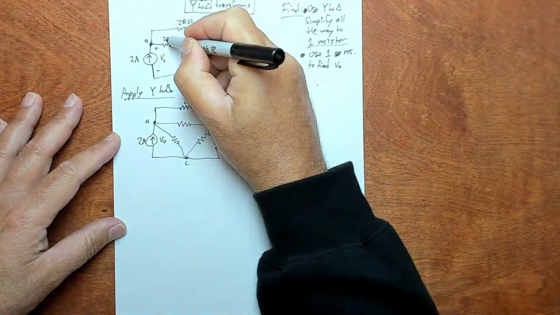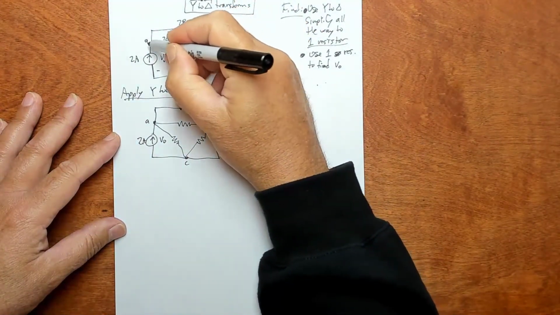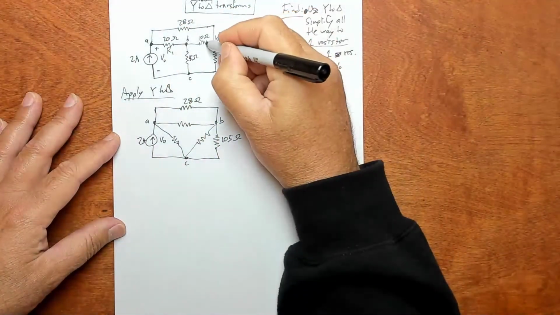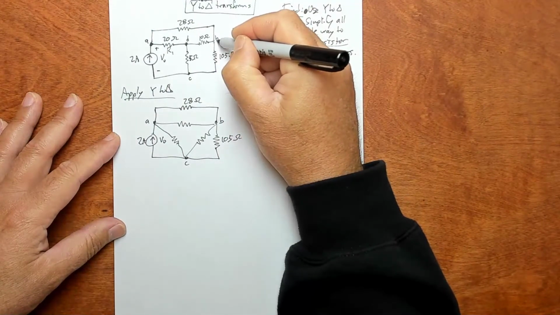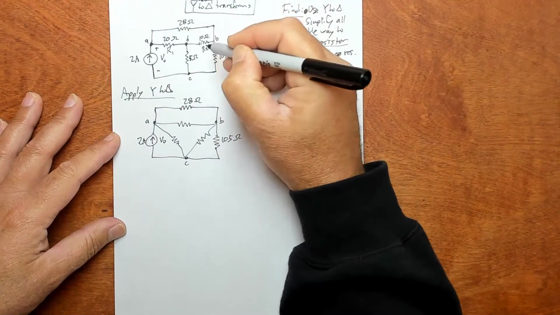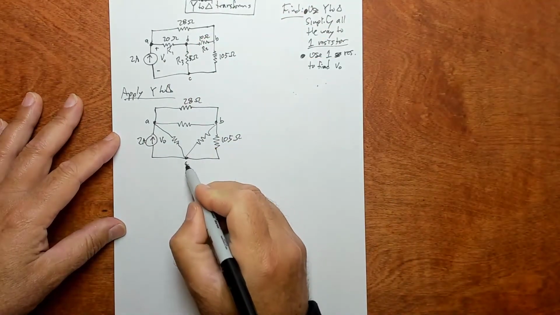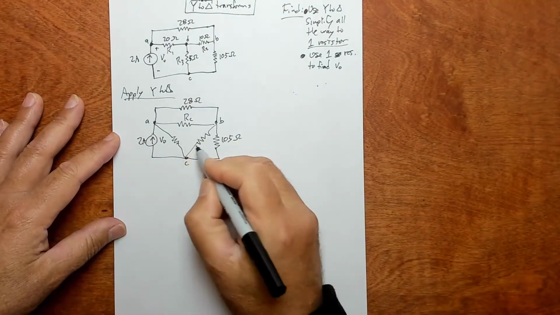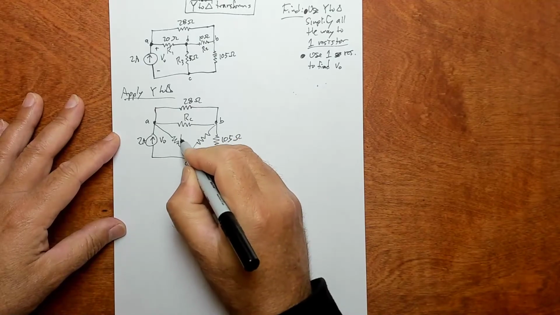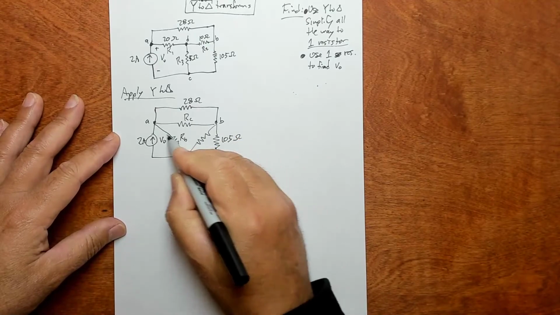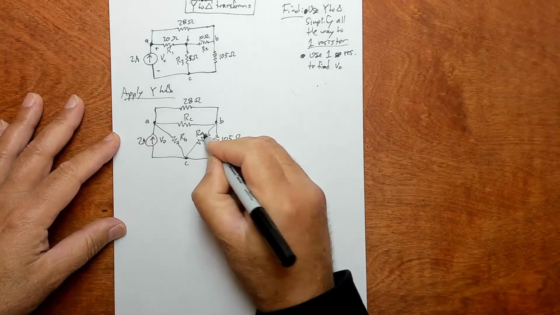That means this guy right here next to the A node is R1. And this guy right here next to the B node is R2. And this guy next to the C node is R3. This guy opposite the C is RC. This guy opposite the B is RB. And this guy opposite the A is RA.